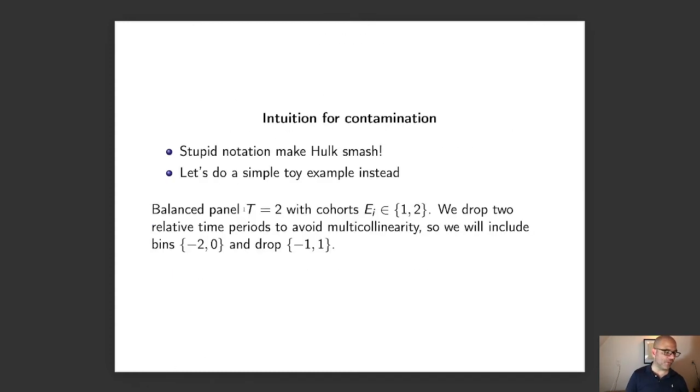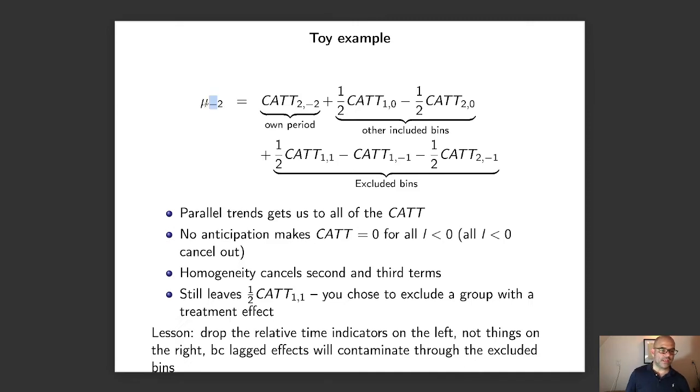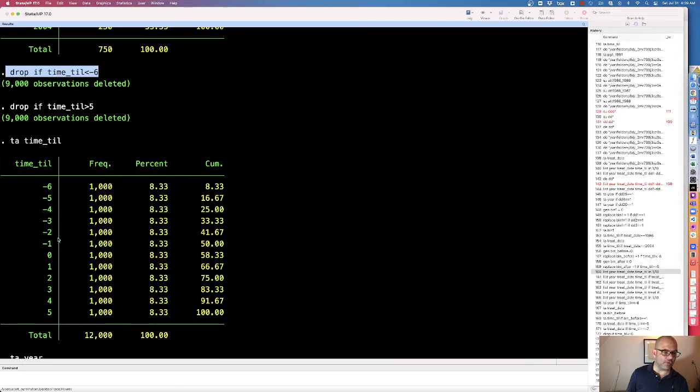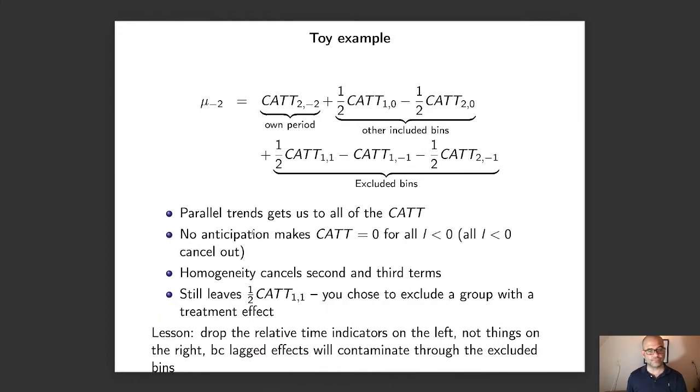All right, so this kind of notation is hard to work with. So let's just look at a toy example. We're going to look at a balanced panel, 2 periods, with cohorts 1 and 2. We're going to drop 2 relative time periods to avoid multicollinearity. So we're going to include the -2 period, and we're going to drop -1 and 1, right? When we're estimating the regression model on -2, we're estimating the regression coefficient on that -2 value. It's a dummy, equaling 1 if it's -2 and 0 otherwise.